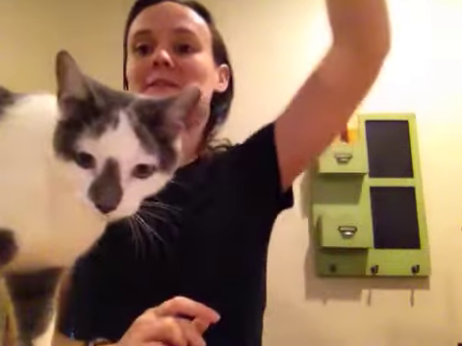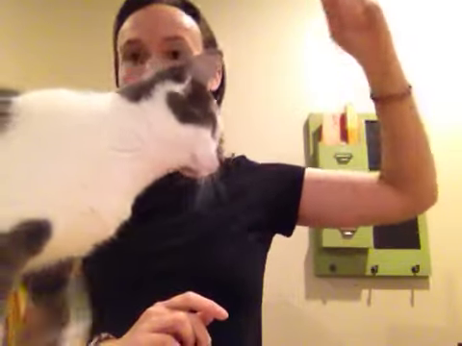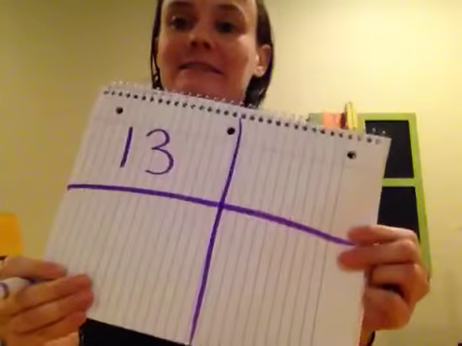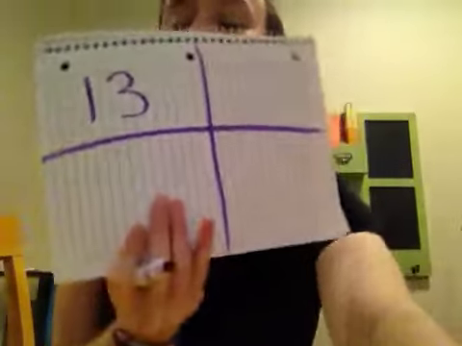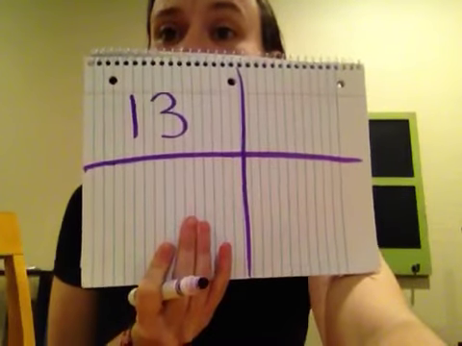Count with me, Simon. 1, 2, 3, 4, 5, 6, 7, 8, 9, 10, 11, 12, 13. It's 13 today. Okay, so write the number, divide your paper into fourths. And the number is 13. All right, let's make that with base 10 blocks. I look at my 10 spot and my 1 spot. Can you make the number 13 with 10s and 1s?